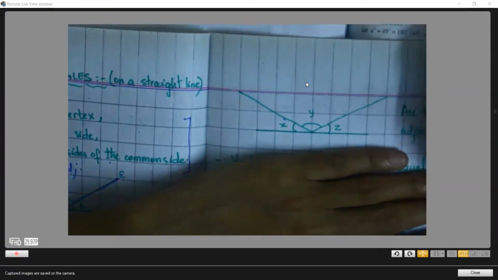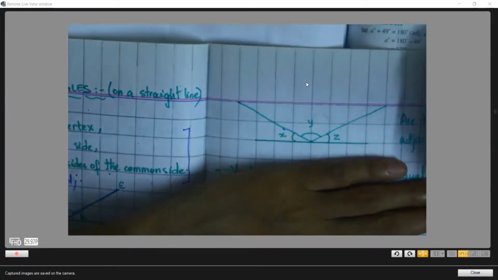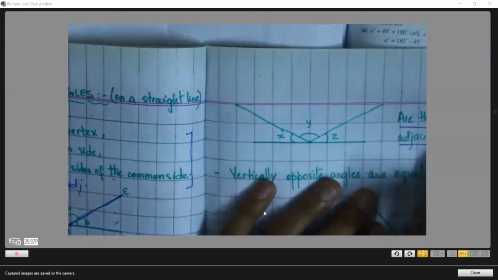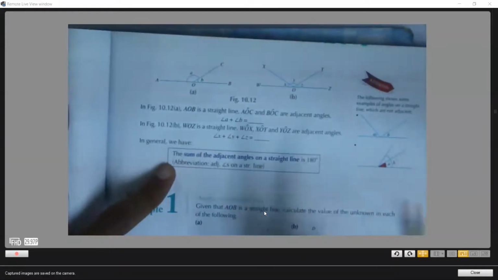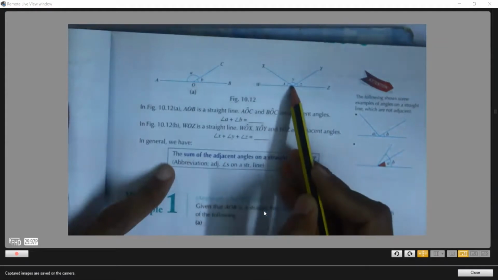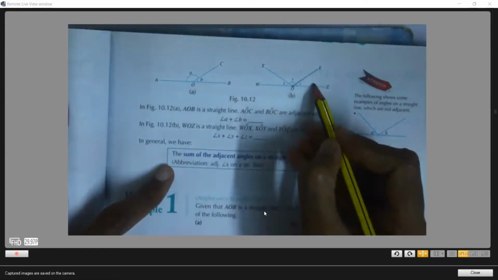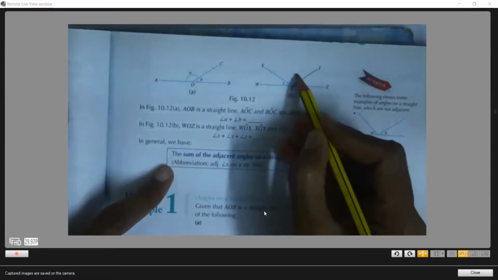Angle AOC and BOC are adjacent angles on a straight line. No, no, no, they are adjacent. These are adjacent. Look at this. I want to show this picture in the book. Page 238. This is page 238 if you have the book. So they have the same vertex. This arm is being shared by these two, and they are on the opposite sides of the common arm.